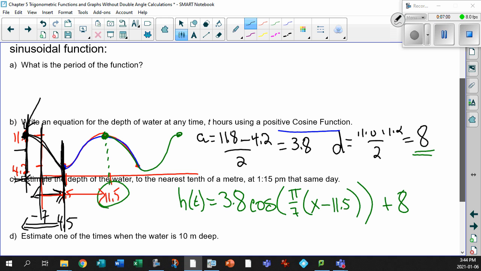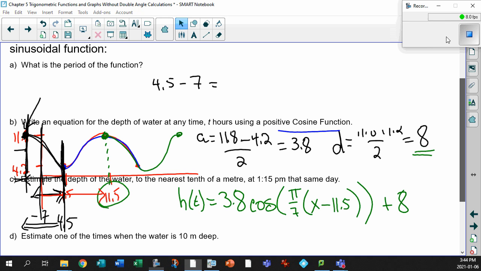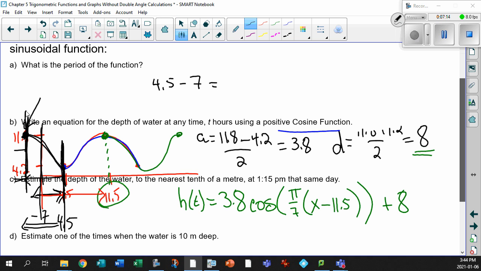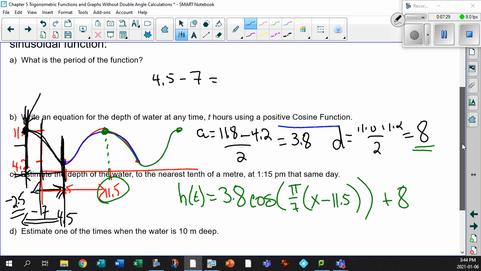If I do this, what is 4.5 minus 7? Doesn't 4.5 minus 7 equal minus 2.5? So in fact, this is at minus 2.5. If you think about that, that's in the morning on the previous day. Oh, cool. Okay, so that's my shift.